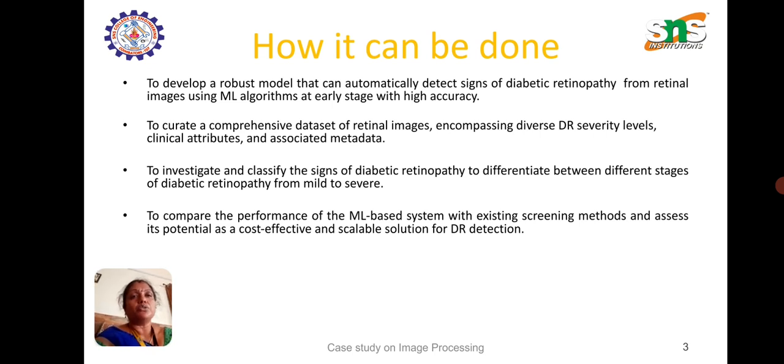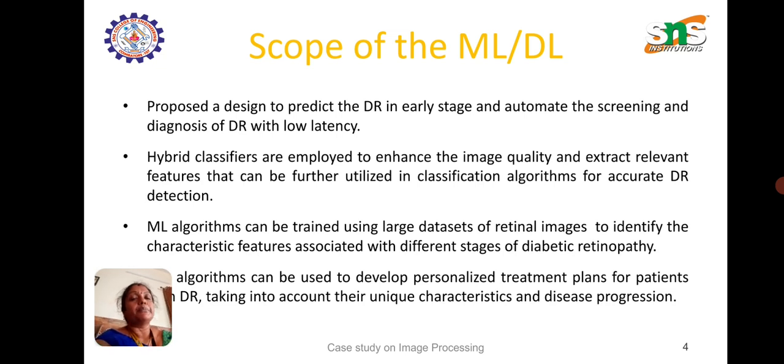So how can it be done? To develop a robust model that can automatically detect the signs of diabetic retinopathy from retinal images using ML and DL algorithms. To analyze the comprehensive data set of retinal images, clinical attributes and associated data, we can select the algorithm. To investigate and classify the signs of diabetic retinopathy, to differentiate between different stages of diabetic retinopathy from mild to severe, to compare the performance of the ML based system with the existing screening methods, and assess its potential as a cost effective and scalable solution for diabetic retinopathy.